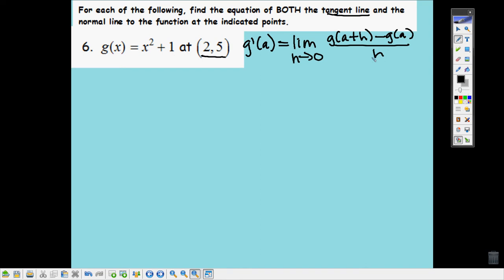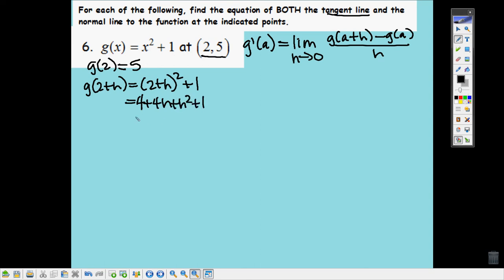So I need to find my pieces. Of course we know that g of 2 is 5. It's given in the ordered pair. And g of 2 plus h is 2 plus h quantity squared plus 1. So remember the shortcut for expanding this: square the first term, twice the product, square the second term, and then I get this nice quadratic of 5 plus 4h plus h squared. So I'm ready to plug into my definition.